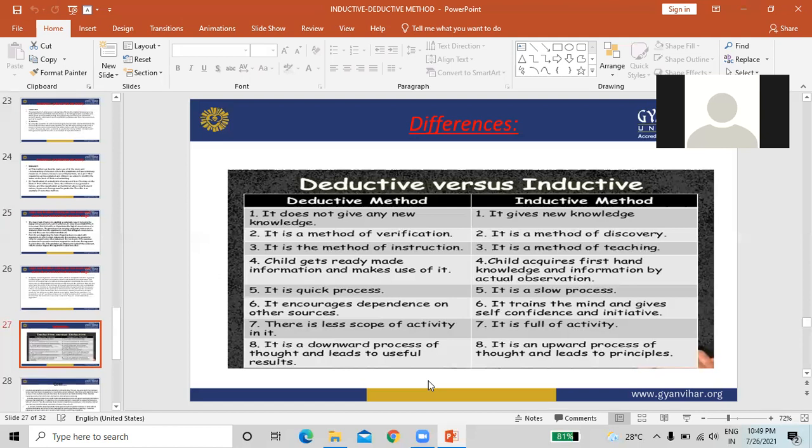In the deductive method, there is less scope for activity. The inductive method is full of activity. Deductive method is a downward process of thought and leads to useful results. Inductive method is an upward process of thought and leads to principles.